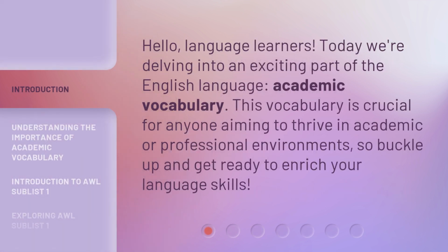Hello, language learners. Today we're delving into an exciting part of the English language, academic vocabulary. This vocabulary is crucial for anyone aiming to thrive in academic or professional environments, so buckle up and get ready to enrich your language skills.